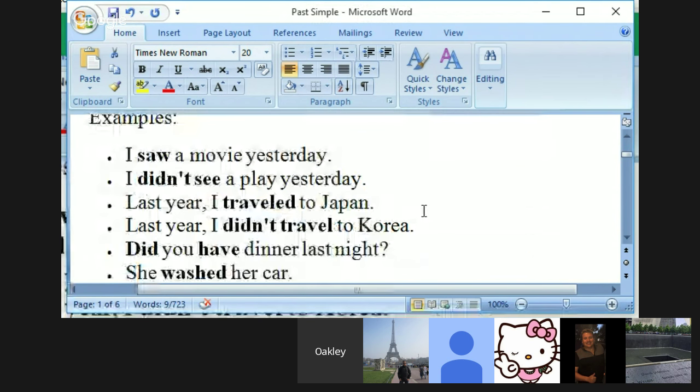Okay, let's look at a few examples, and then you guys can use these as a template to create your own. I saw a movie yesterday. Yesterday is very obviously in the past. Or negatively, I didn't see a play yesterday. Last year, I traveled to Japan. Last year, I didn't travel to Korea.